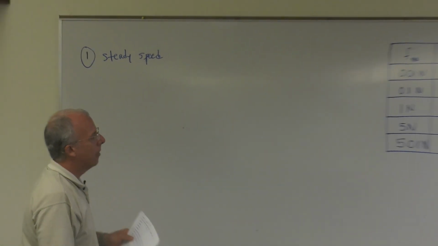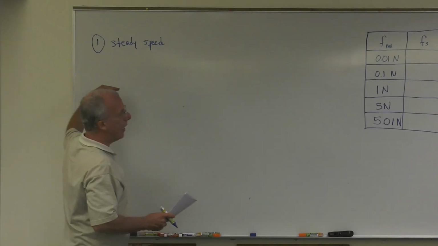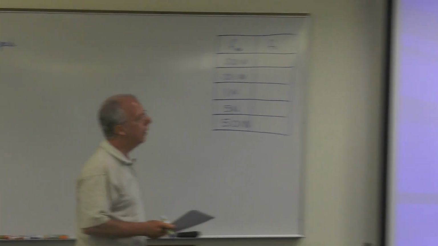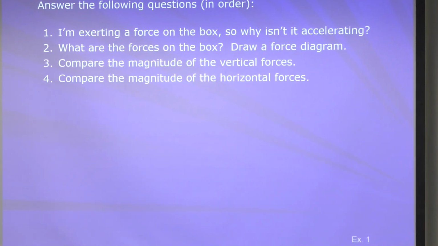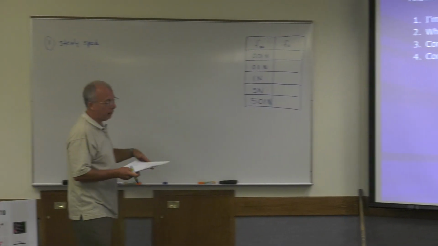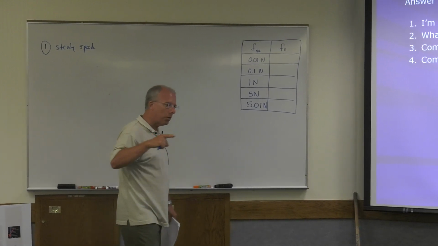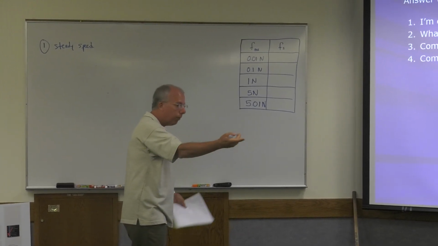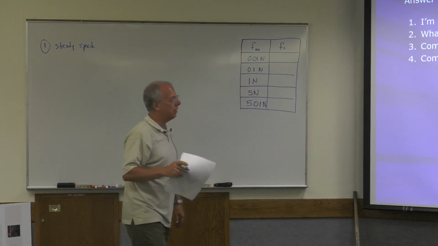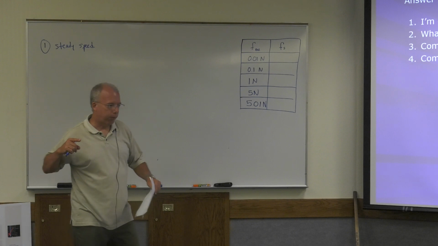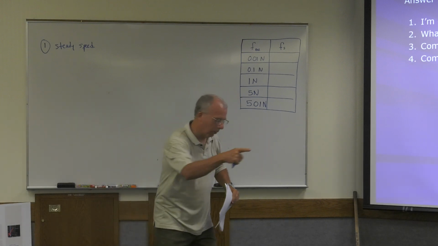All right, so let's answer the questions. The box is moving with a steady speed. Number one, I'm exerting a force on the box, so why isn't it accelerating? Well, if it's going at a steady speed, the acceleration is 0. If the acceleration is 0, the net force is 0. So my force is this way, but what's another force? Well, friction. Friction opposes the motion. So the box is not accelerating because the frictional force is equal and opposite to my force.